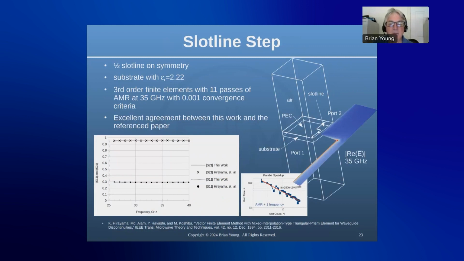This is a slot line step. Slot line is generally very challenging for electromagnetic simulators because it's an edge coupled device, and edges have strongly varying electromagnetic fields near the edge. So you need a lot of refinement right next to the edge. This slot line step is solved using symmetry, half of it, using third order finite elements with 11 passes of adaptive mesh refinement with a very tight convergence requirement, 0.001. And the agreement between these results and the literature is once again very good.